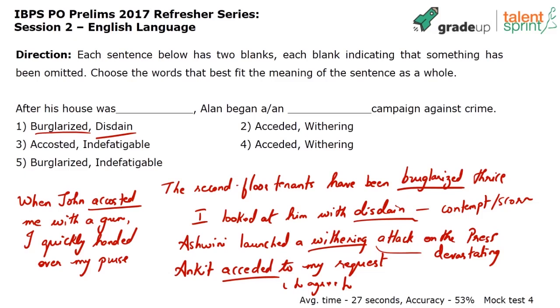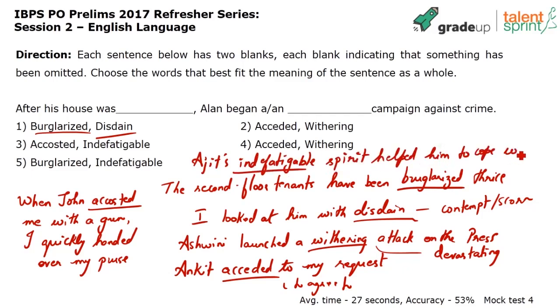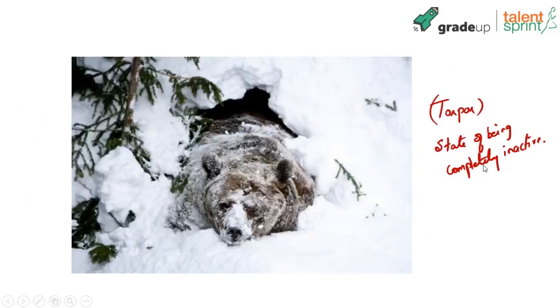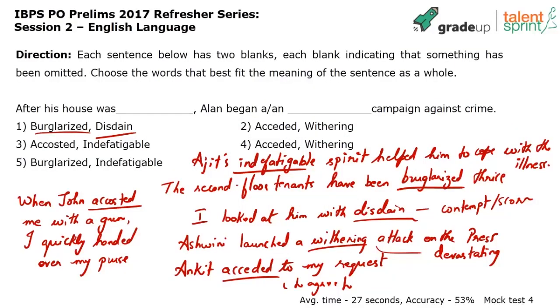So having understood all the meanings, indefatigable means what? I'm going to write this here. Ajit's indefatigable spirit helped him to cope with the illness. What is the meaning of indefatigable here? Tirelessness, yes. Not tiring, right? Unrelenting. Basically, he's showing persistent effort to cope with the illness. Now that we have an idea, what do you think is the answer here?